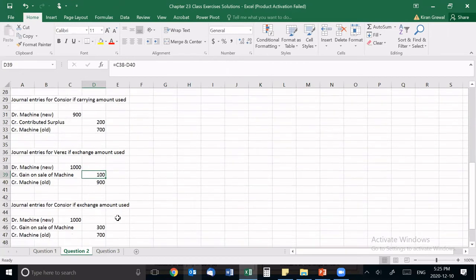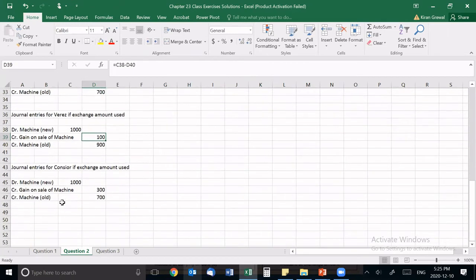Okay, so if the exchange amount is used, then we can record a gain or loss on the sale of machinery. And then the last one for Consoir, the new machinery, because the exchange amount was $1,000. So new machinery is $1,000. Get rid of the old machinery of 700, and then there's a gain of 300. Okay, so it wasn't asked to do the journal entries, but I just wanted to show you this because you will be asked in an assignment question.